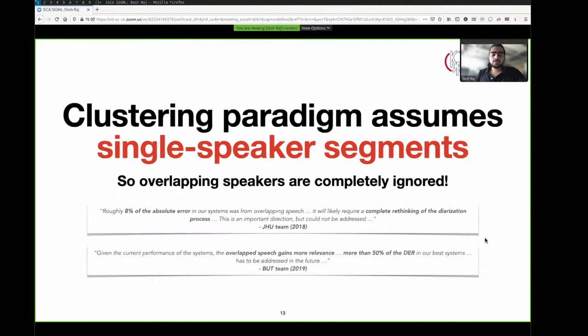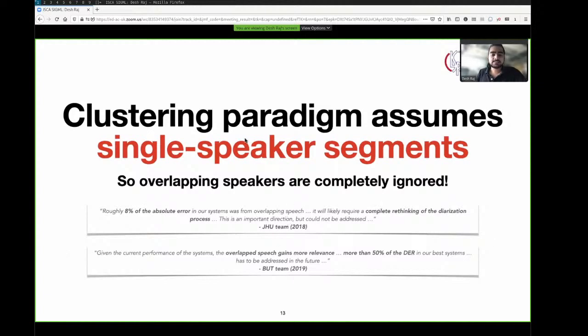And one of the key problems that even the teams which won those challenges recognized was that a lot of these errors came from overlapping speech. So the JHU team, which won the challenge in 2018, recognized that 8% of the absolute error was from overlapping speech. And for the BUT team, more than 50% of their relative DER came from overlap speech. So to solve this problem, to get better at diarization, one of the key things that we have to solve is to do well on this overlapping speech.